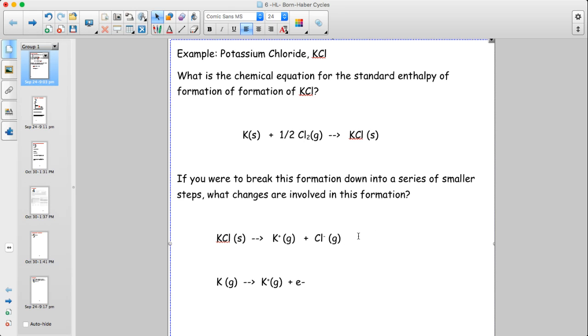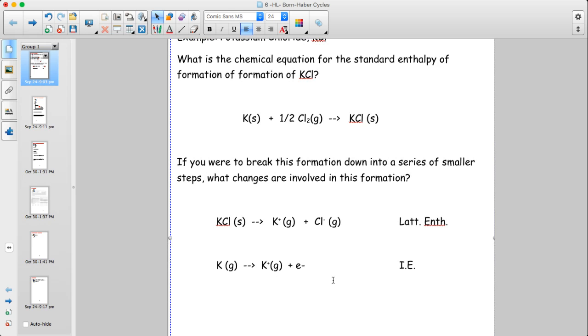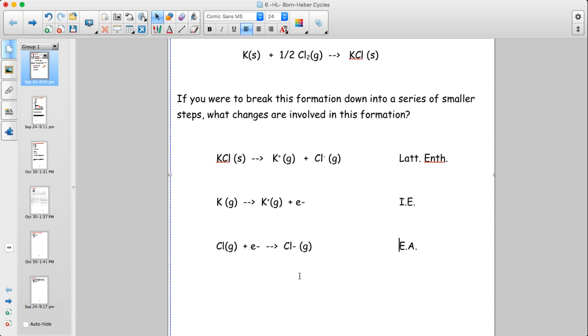So if we keep a tally going on the side, we got lattice enthalpy. Right here we have something that we've done before called the ionization energy. There's a similar value for negative ions, for anions. If we take a Cl atom and we turn it into a Cl minus ion in the gas phase, we do that by making it gain an electron. That is called not electronegativity, but the electron affinity. Okay, so we're doing okay.